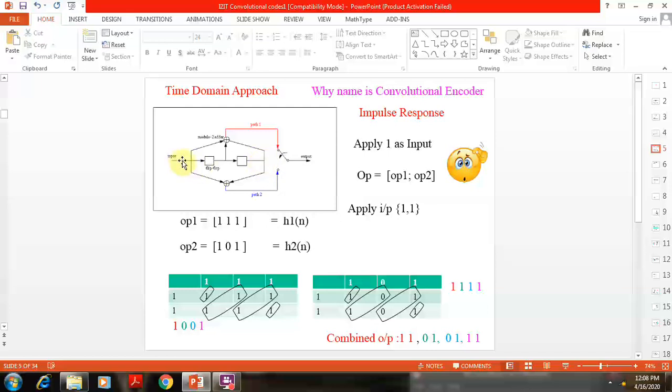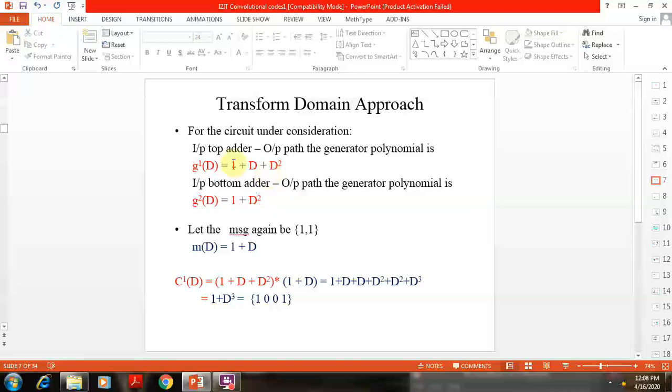So what is the convention? The input applied is 1, the output of the first flip-flop is D, and the output of the second flip-flop is D square. So the transform domain polynomial of the upper branch, or the first generating function, is 1 plus D plus D square. Similarly, what will be the transform domain polynomial for the lower branch? 1 plus D square. There is no D here, right? So 1 plus D square for the lower branch.